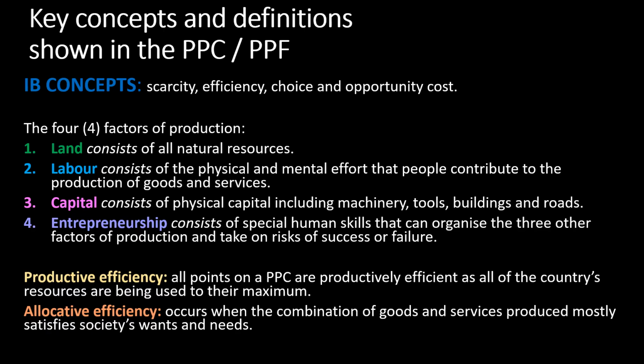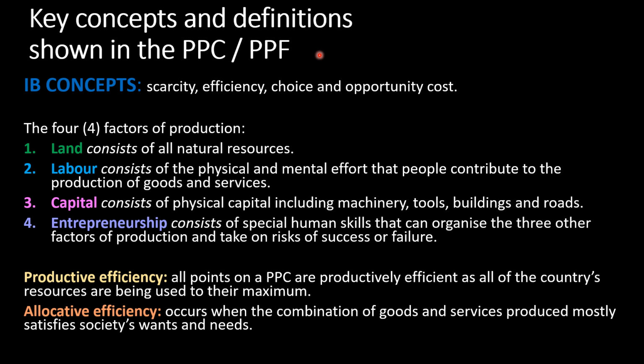So before we do that, I'll just quickly go over some of the key concepts and definitions that are shown in the production possibility curve. It's also sometimes called the production possibility frontier or the PPF. Don't be confused, those are exactly the same things. So this diagram relates to IB concepts such as scarcity, efficiency, choice, and opportunity costs.